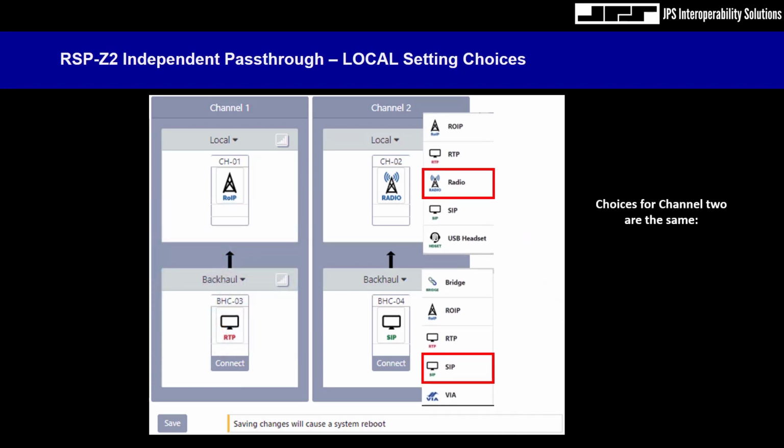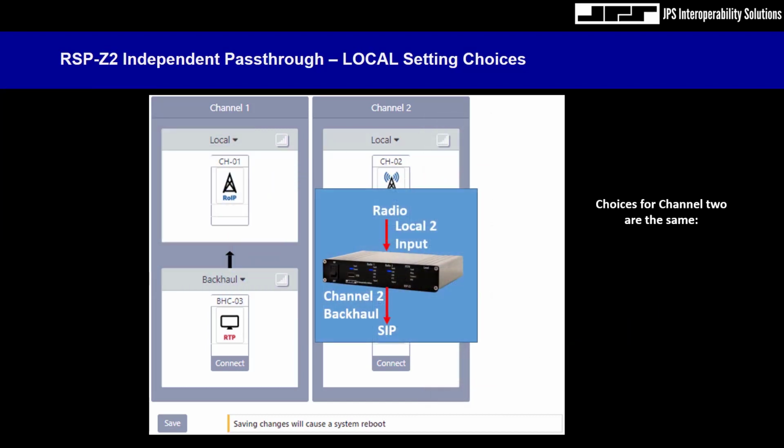If we talk about channel 2, the settings are the same. The channel 2 on the local side gives you the choices of RoIP, RTP, radio, SIP, or the USB headset. And on the backhaul side, it's the same as the backhaul on channel 1: bridge, RoIP, RTP, SIP, and JPS VIA. A simple pictorial of the settings that we chose: we have radio coming in through the DB15 connector on the back, and we have SIP going out. And that could possibly be going to a SIP PBX or a SIP phone or client.